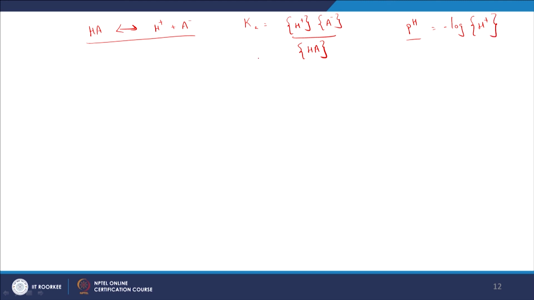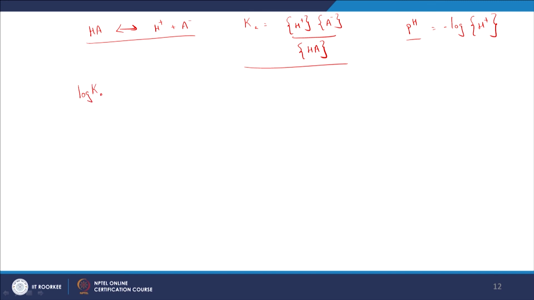So, for HA dissociating into H plus and A minus, we have the acid dissociation constant. This is a constant for that particular reaction, or the equilibrium constant in this case: activity of H plus times activity of A minus by activity of the acid. Because I want to get at pH, which is negative log activity of H plus, I am going to take the logarithm of this function. So, what is that going to be?